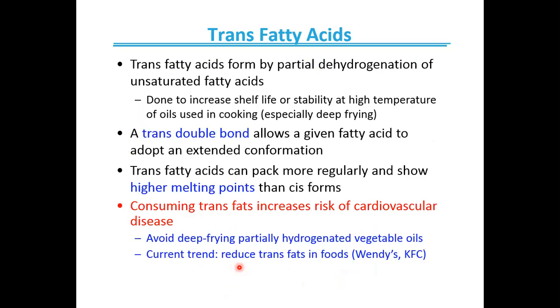Trans fatty acids form by partial dehydrogenation of unsaturated fatty acids. This is done to increase the shelf life or stability at high temperature of oil used in cooking.